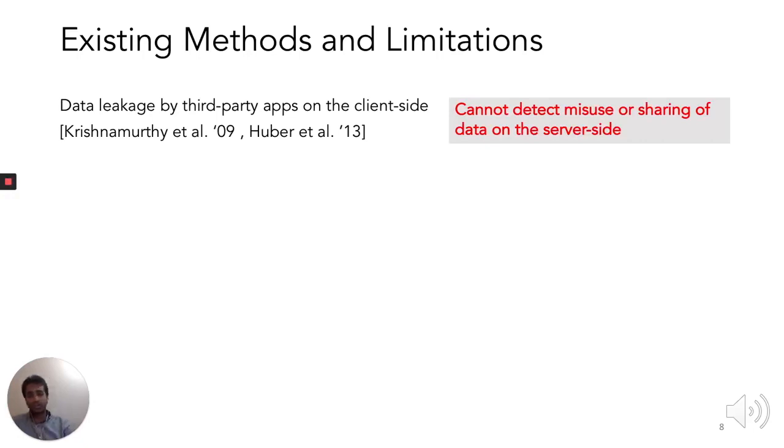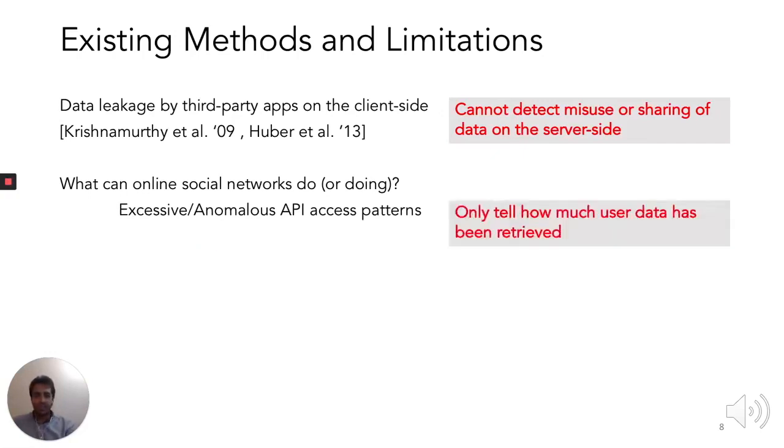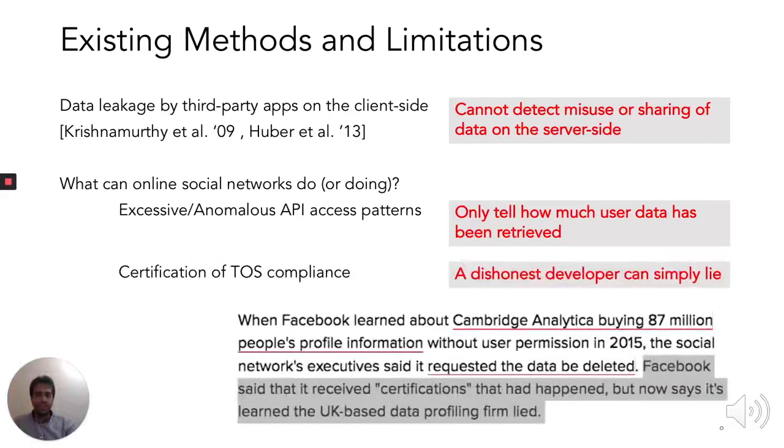side. On the other hand, online social networks also have limited options in practice. For instance, they can detect excessive or anomalous API access patterns by third-party apps to retrieve user data. While this information tells how much access to data a third party may have, it cannot tell whether data has been misused or not. Now, to restrict the use of data that has been accessed by a third-party app, online social networks can mandate developers to certify compliance to their terms of services. However, a dishonest developer can simply lie. For example, Cambridge Analytica lied that they have deleted user data, but actually they did not.